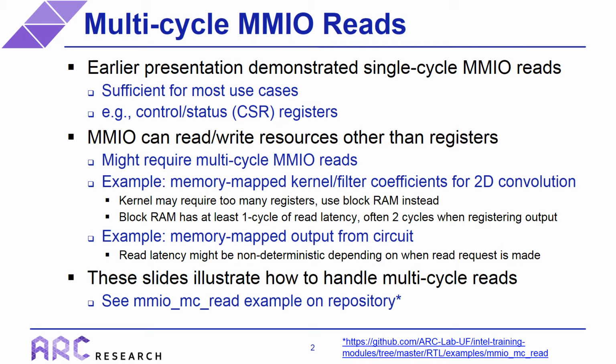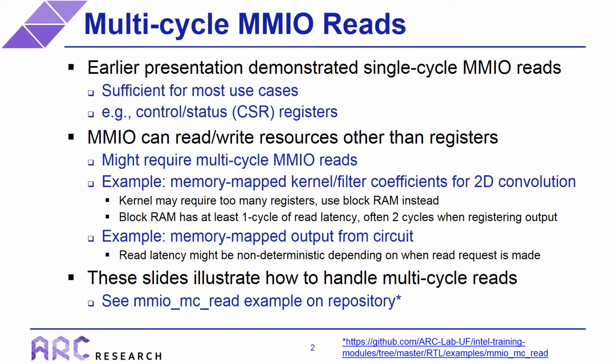But the problem is block RAM at a minimum requires one cycle of read latency, and if you register the output, which is frequently done to improve timing, then you have a 2-cycle latency. And if you have a 2-cycle latency, you obviously can't respond within the same cycle when a read occurs, and so you have to handle that read across multiple cycles.